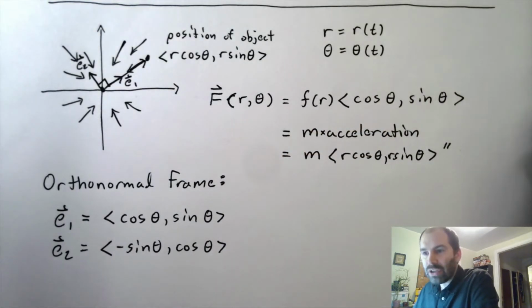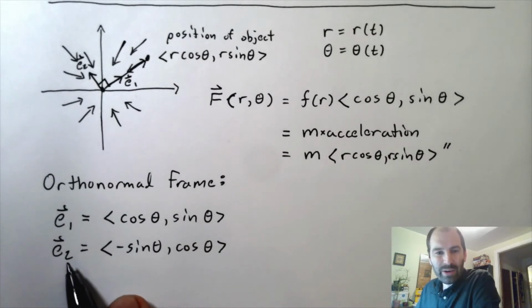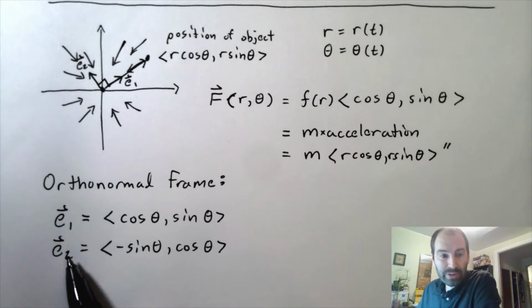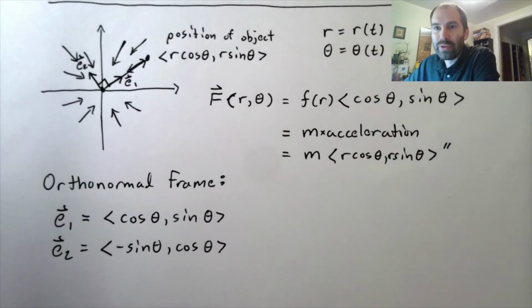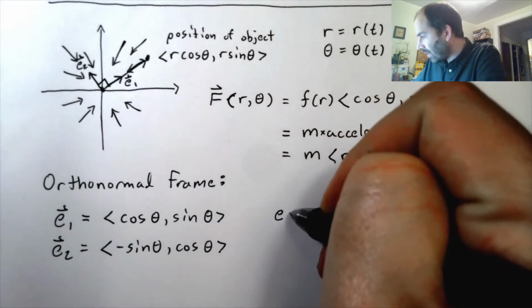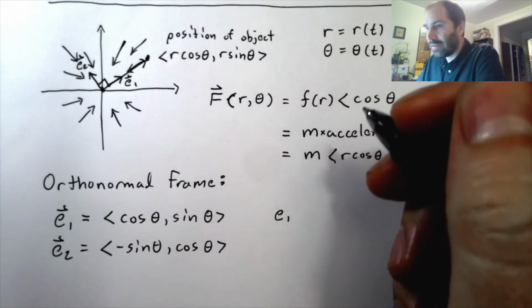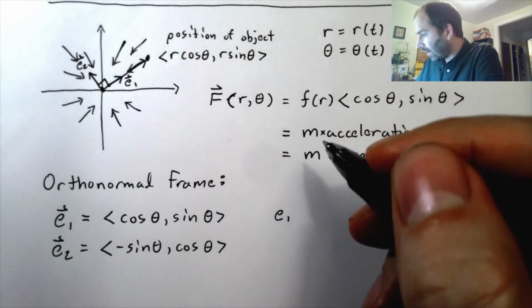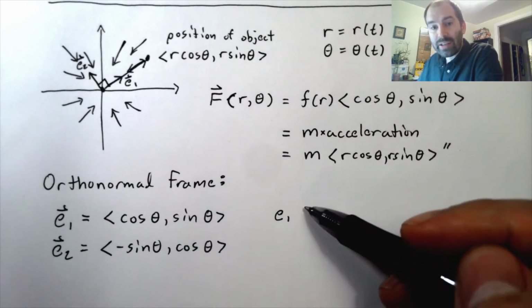And something might be jumping out at you right now. Pause the video, think about this. How are E2 and E1 related? Is there a nice relationship between these? I'll move out of the way while you think about that. Well, you may have noticed that E2 is actually the derivative of E1, right? So if I take E1 and take the derivative with respect to theta, I get E2.